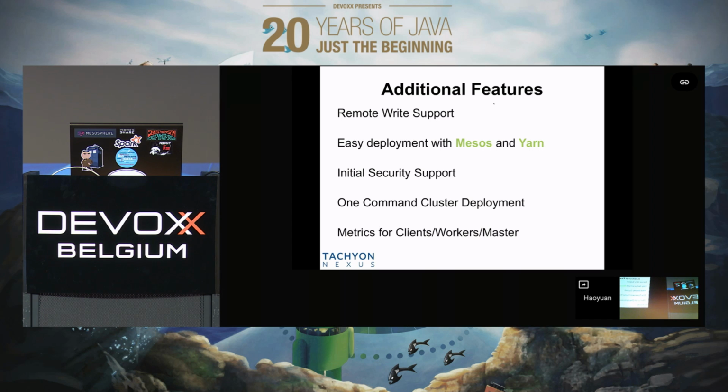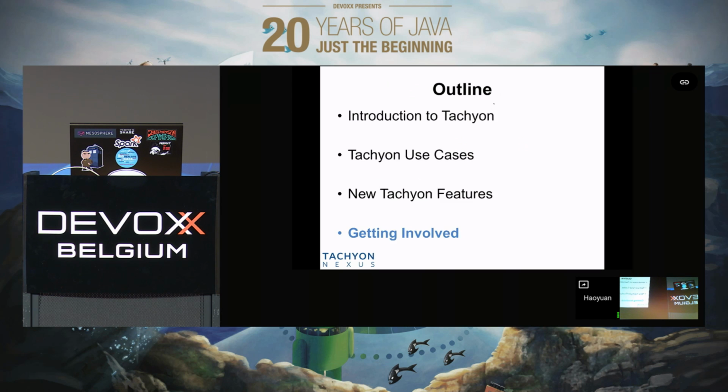We also have metrics that can be reported for Tachyon clients, Tachyon workers, and Tachyon master. And this means that you can use your favorite cluster monitoring tool to monitor how Tachyon performs or how healthy the Tachyon system is in your cluster. Okay, so those are basically the new features we have in Tachyon in the most recent release.